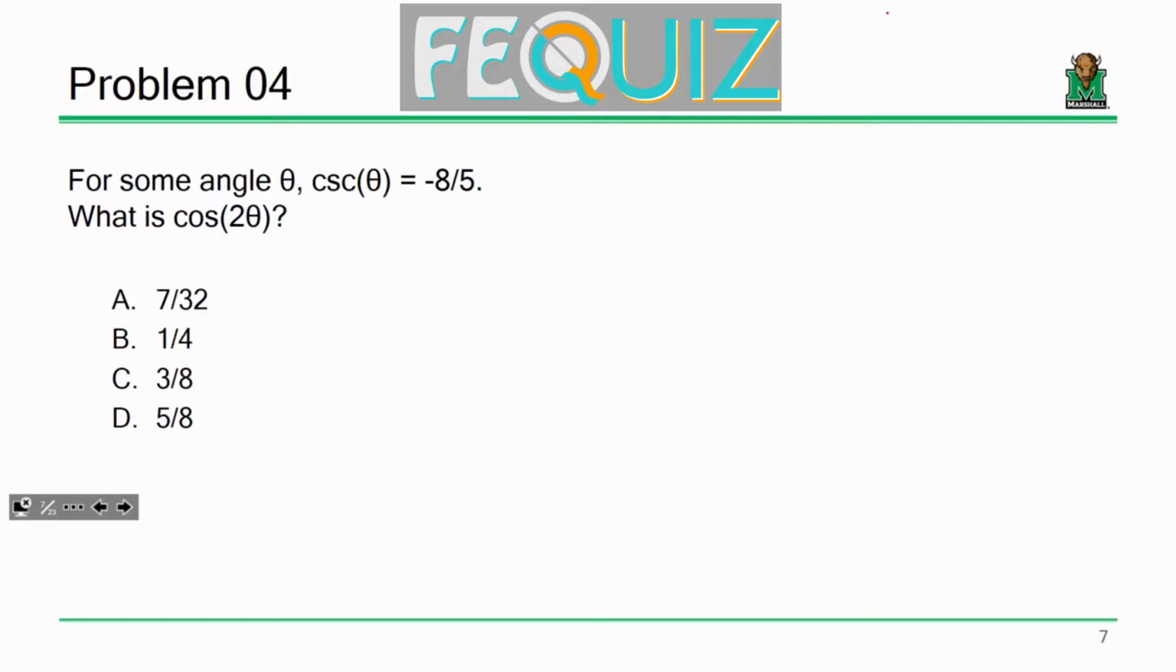Let's start off with what's been given. Okay, we've been given the cosecant of theta is -8/5. Now, if we've been given the cosecant of theta, that is a term that we know. Is there a way that we can take that and turn it into sines and cosines? Okay, how so?